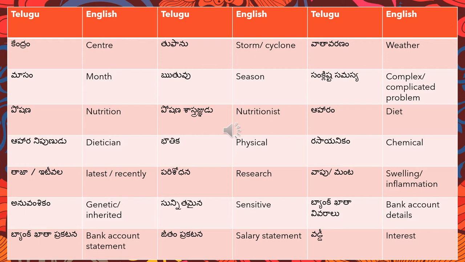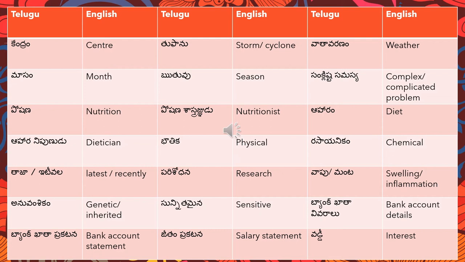The next word is tufan, that is a storm or a cyclone. Tufan. Rutu, season. Poshana Sastragyudu, the specialist, Sastragyudu. So Poshana Sastragyudu is a nutritionist, or you can always say Ahara Sastragyudu, dietitian. So it is interchangeable. These are better words for the same, like a synonym for the same words. Then Bhautika is physical.